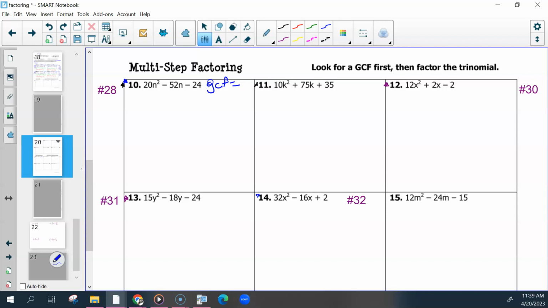Can you divide 20 by 3? Oh my god, I was the wrong one. That's okay. But you're close. So you're close. 4. So if we divide each of these by 4, what's left?